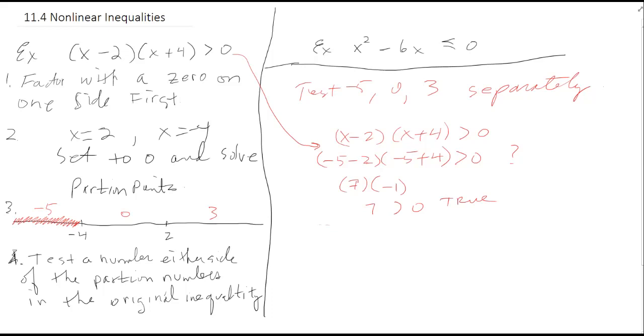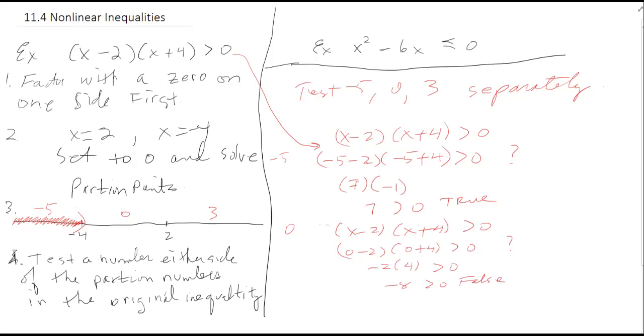Okay, so this was the -5. Now we're going to do the 0. Put it into this inequality, and let's check it. So we get 0 minus 2, 0 plus 4. We don't know if that's going to be true or not. -2 times 4. Uh-oh, that's a -8. That's not true. False. That means this interval in here between -4 and 2 is not included. So we will close this off with the parenthesis because the -4 is not in the set.